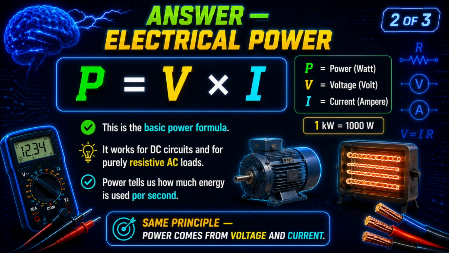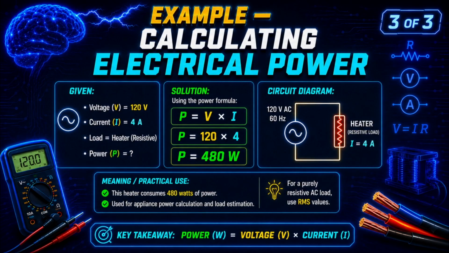Now let's use it in a simple practical example. Here we have a 120-volt resistive heater drawing 4 amperes. Using the power formula, P equals V times I. So, 120 times 4 equals 480 watts. That means this heater is using 480 watts of electrical power. This is a common calculation used for load estimation, appliance power checks, and basic electrical troubleshooting.